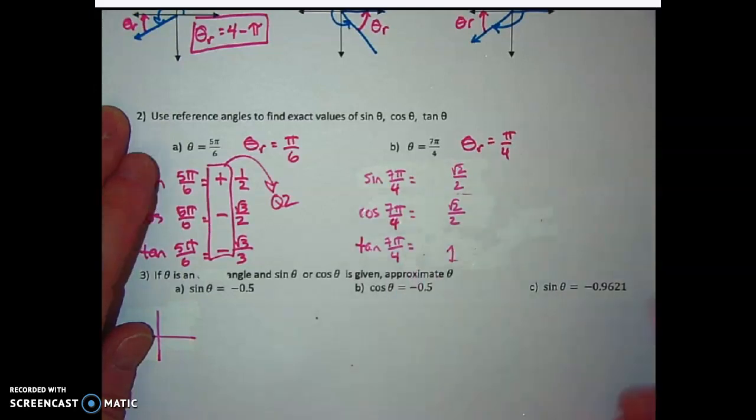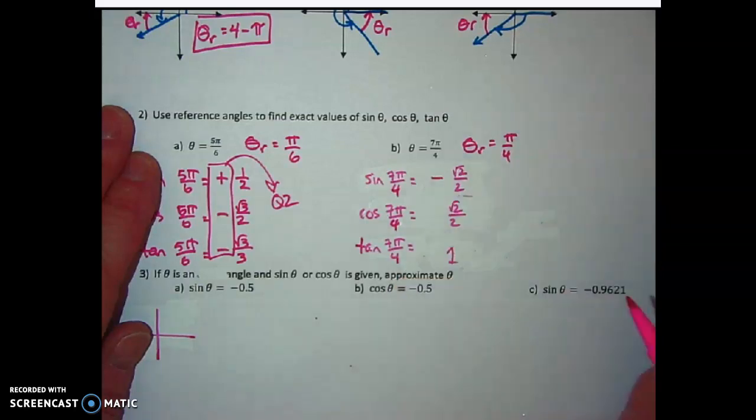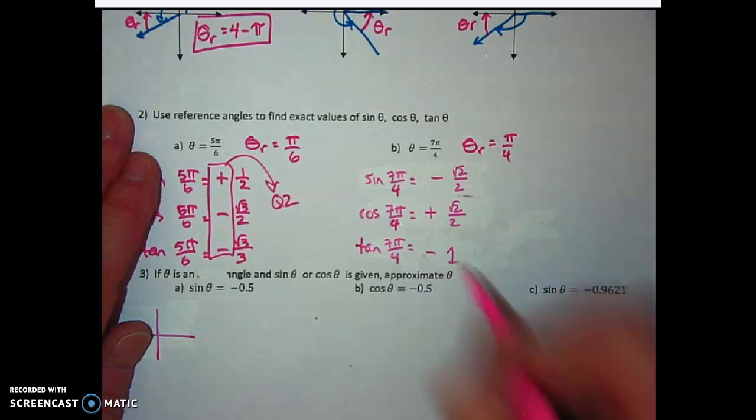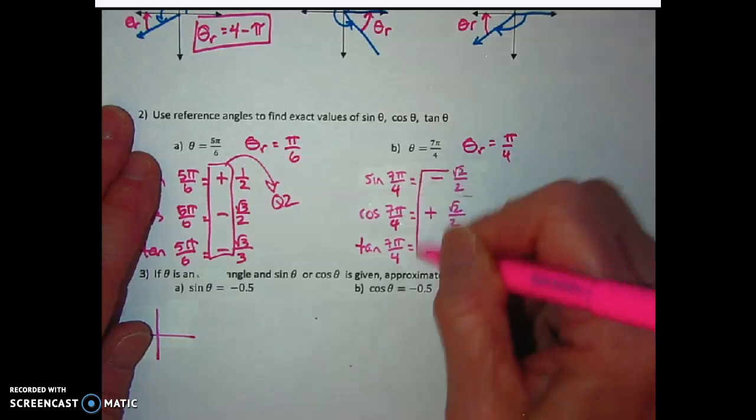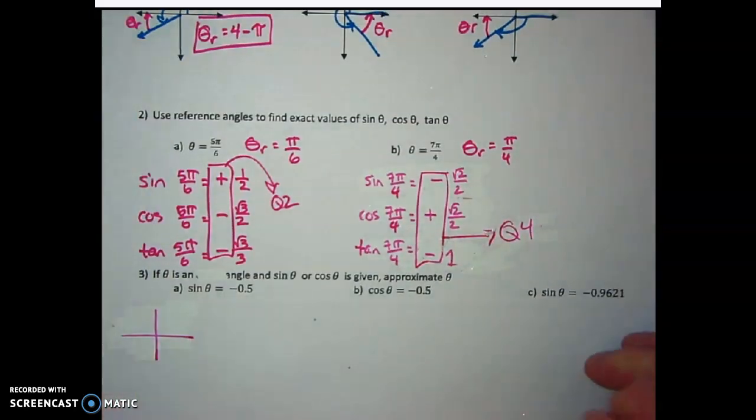But 7 pi over 4 is in the fourth quadrant, below the x-axis. That means the sine is going to be negative, the cosine is going to be positive, but the tangent, which is sine over cosine, is going to be negative. So again, these come from the fact that we're looking at quadrant 4.